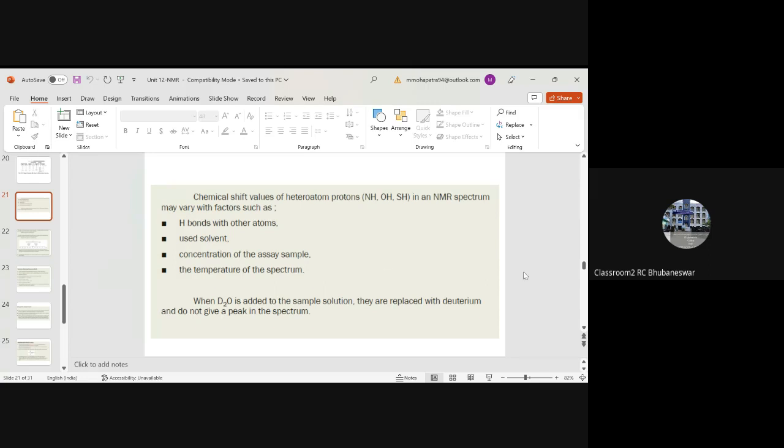Okay, these things also can affect the chemical shift. When D2O is added to the sample solution, they are replaced with deuterium and don't give a peak in the spectrum, because deuterium is the best solvent you can use. It will not give a peak in the spectrum.